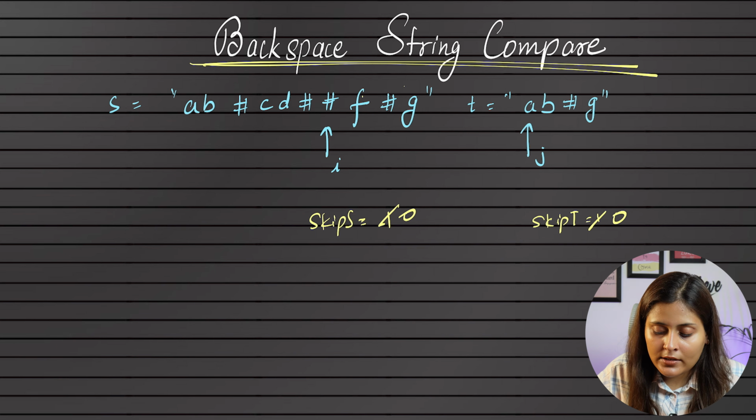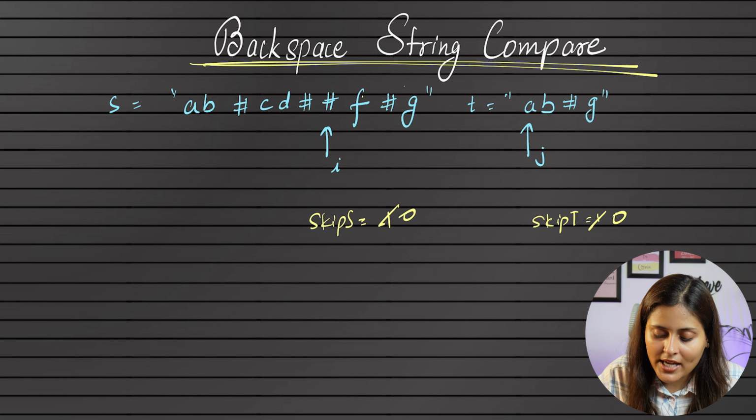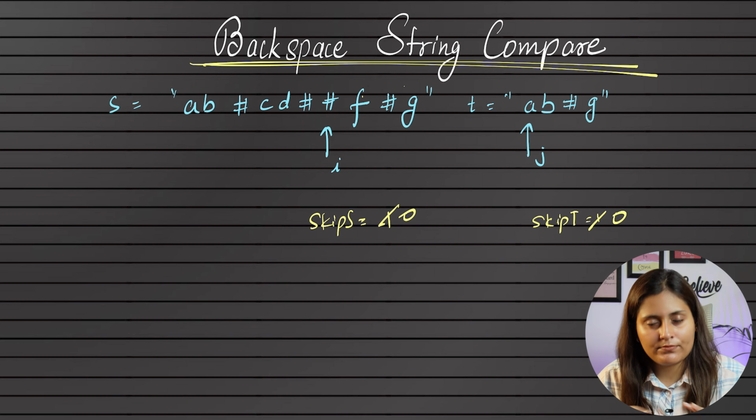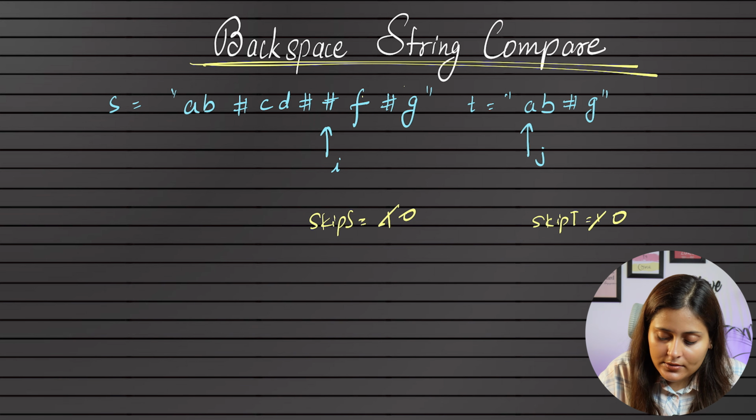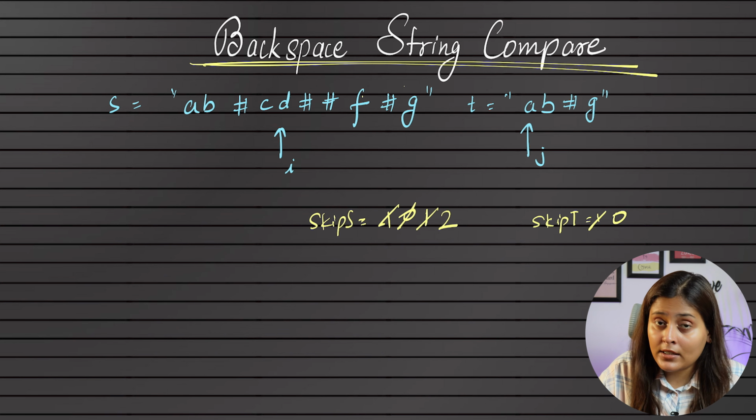Now again, in this case, it is valid, which means A is waiting to match, but is this hashtag the correct one to match? No. Again for this, skip will become 1. So we will do I minus minus. Again hashtag, skip will become 2. Again this D. Wait, this is our D character.